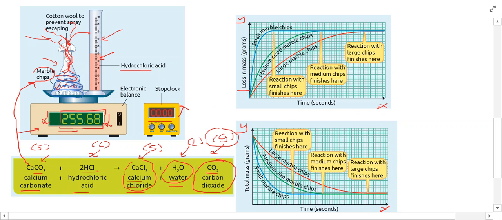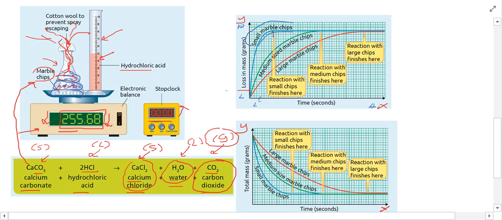So what you can see is that with the small marble chips, so when the particles of the calcium carbonate are really small, the rate of reaction is very, very high. So what's happening is the change that's happening, if you look at here, so this is, let's say, high, and this is low, and this is low, and this is high. So what we have here is that we have a high loss in mass over a very short period of time when the particles are small.